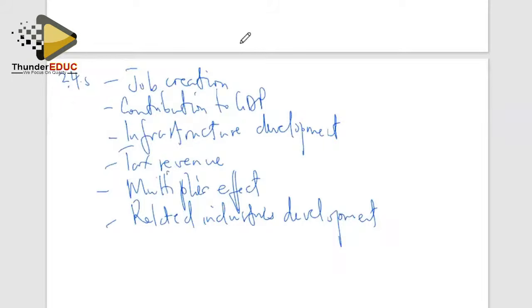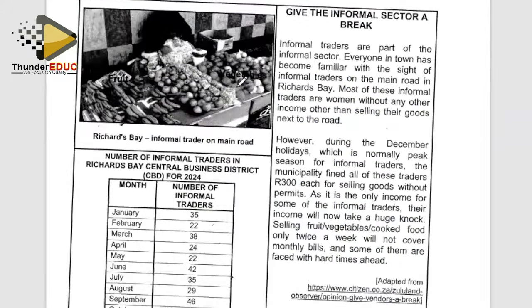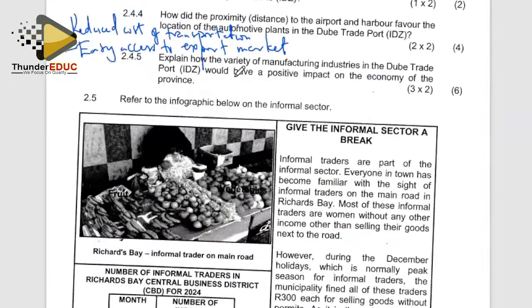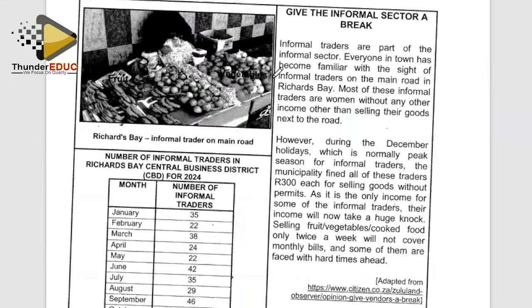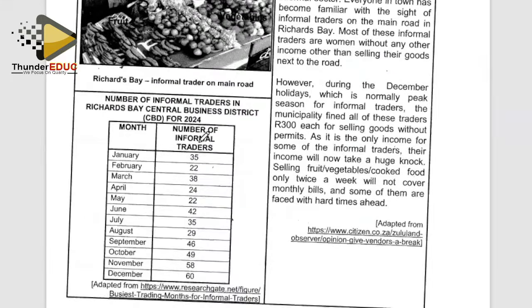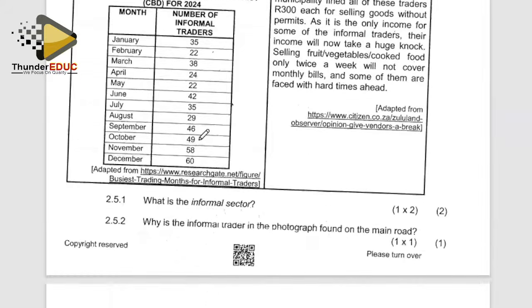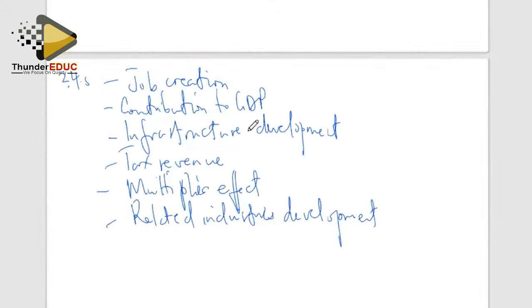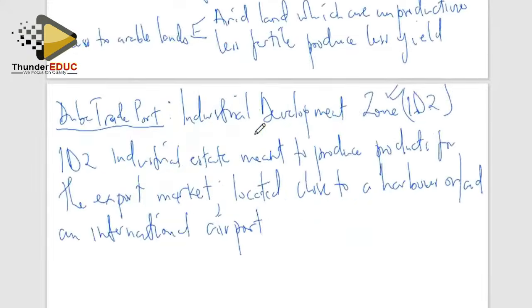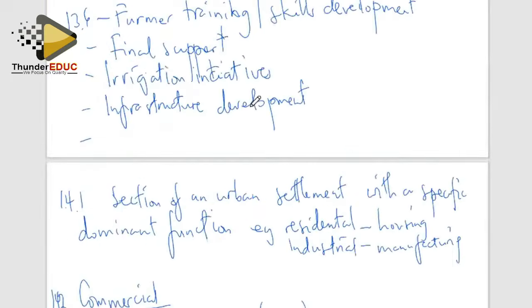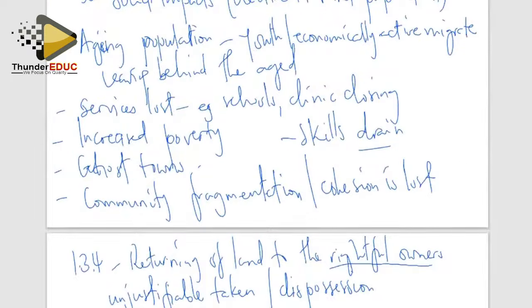Right. That takes us to the next question, question 2.5. Refer to the infographic below on the informal sector. It talks about the informal sector and it gives us a picture of the products that are sold by the informal trader on a main road in Richards Bay. First question is saying, what is the informal sector? Right. When we're looking at the informal sector, remember we're looking at something which is not recognized by the authority.